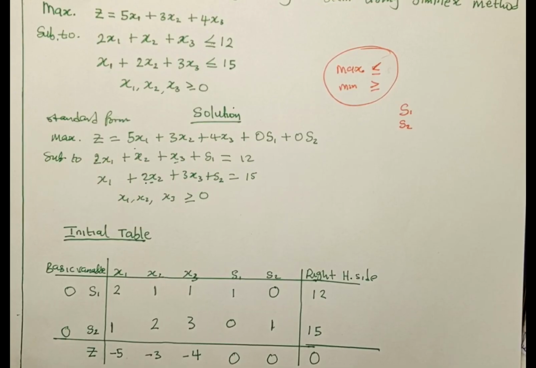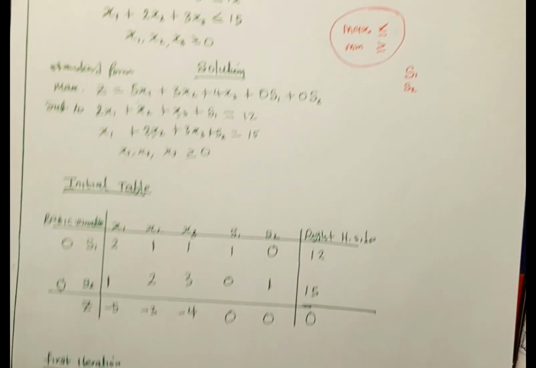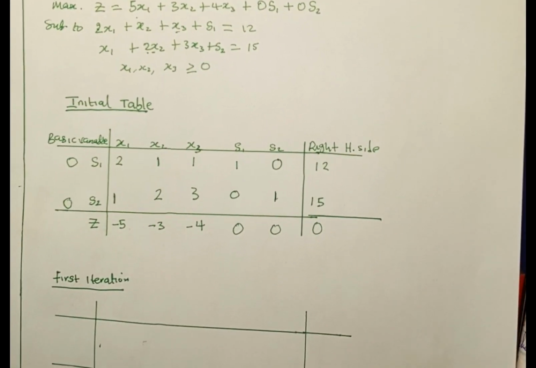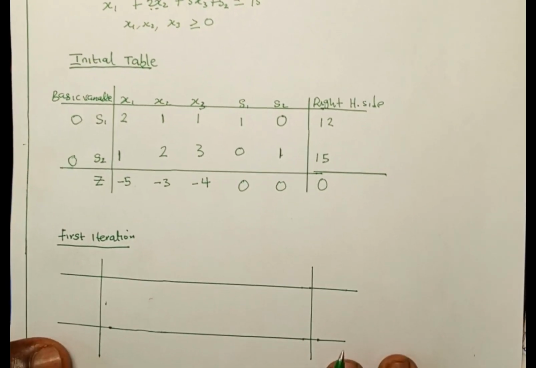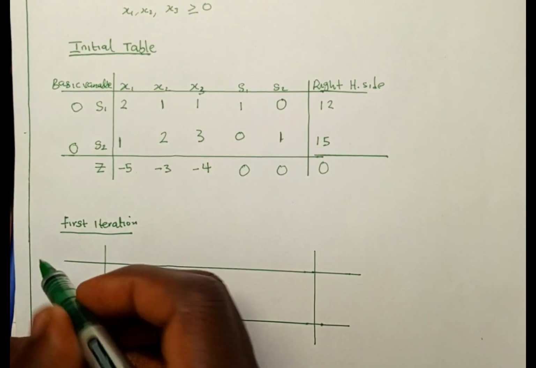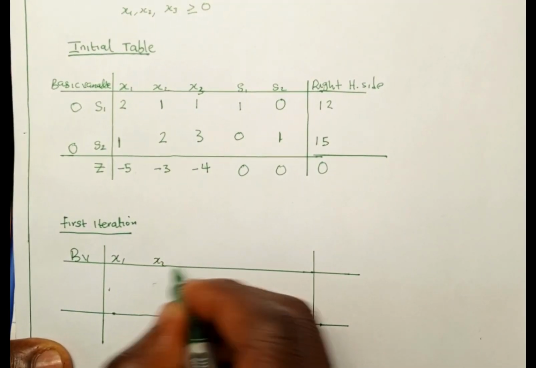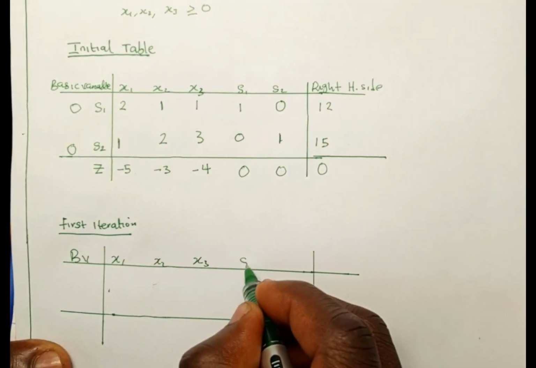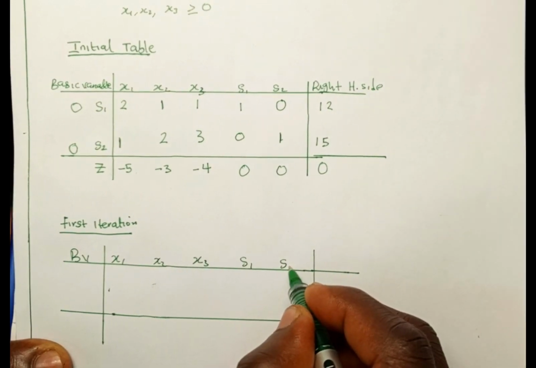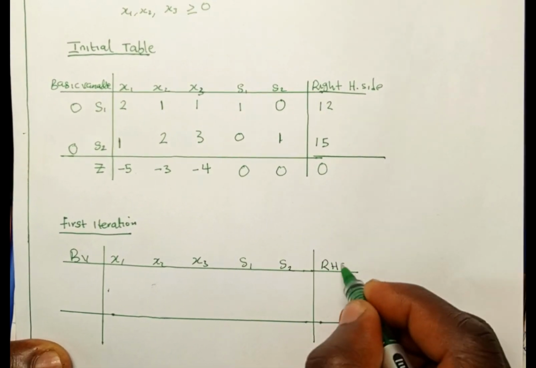So now we're going to perform the first iteration. We create a table for the first iteration. So here is the table. In this table, the first thing we're going to do is to copy the same thing. So what do we have as basic variables here? X1, X2, X3, then S1, S2. So this is the right hand side.